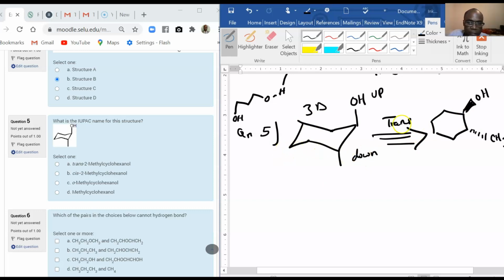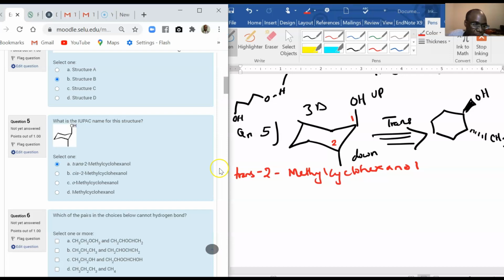So it's trans to begin with, so it cannot be cis. It cannot be ortho because this is not a benzene ring. Methyl cyclohexanol is wrong because you've not specified the position of the methyl group. One would start from the OH, then the methyl is on carbon 2, so it's 2-methylcyclohexanol. But that's not it. You also have trans. So answer A.